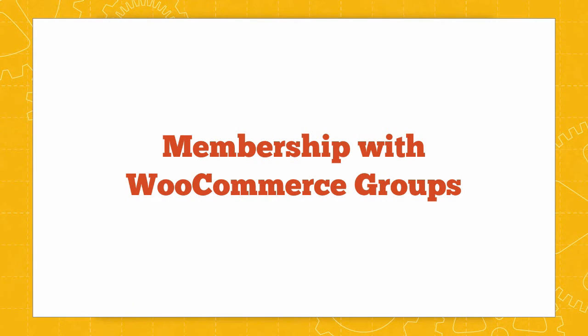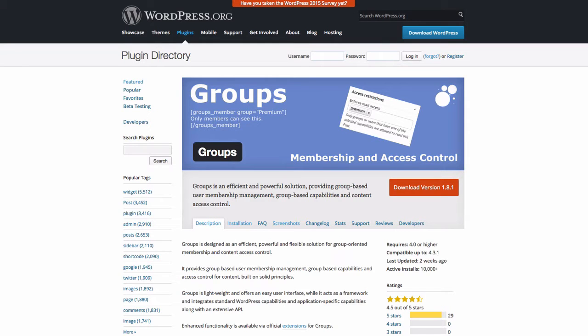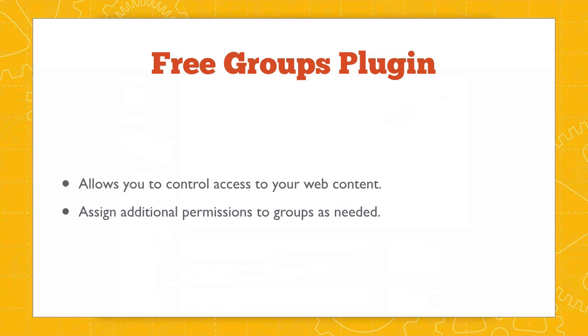In this lesson, I'm going to show you how to use WooCommerce to set up a membership website. We're going to use two plugins to do this. The first is a free plugin from the WordPress plugin directory called Groups. And Groups allows you to control access to your web content and assign additional permissions as needed.